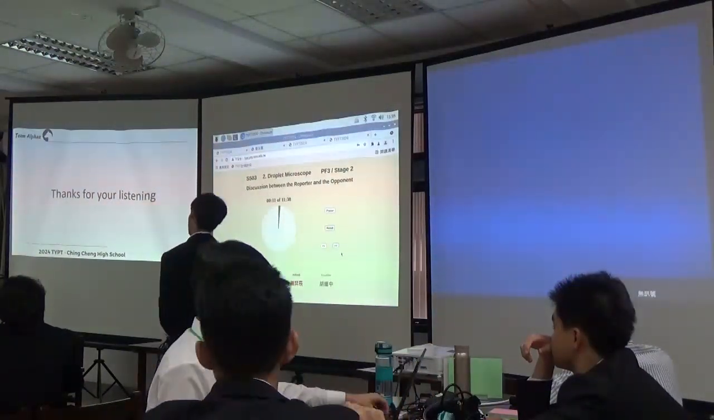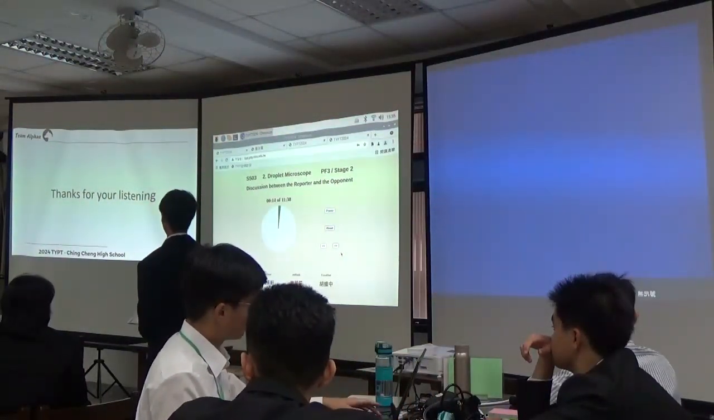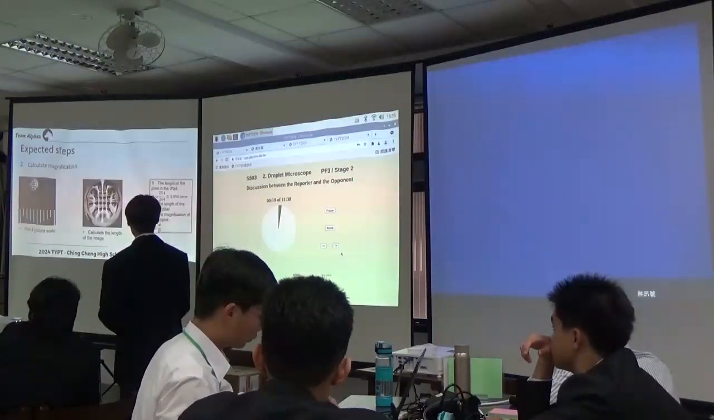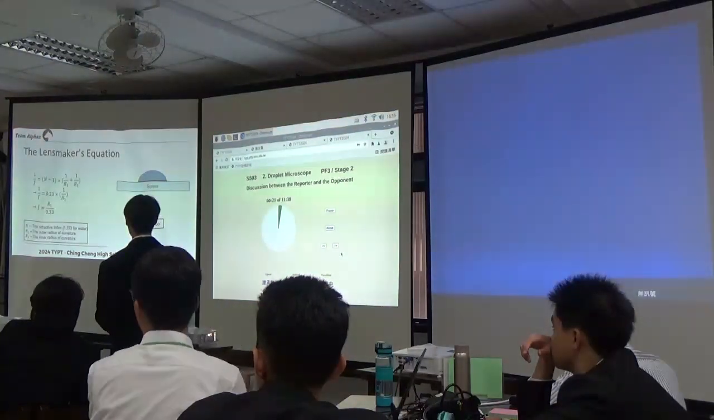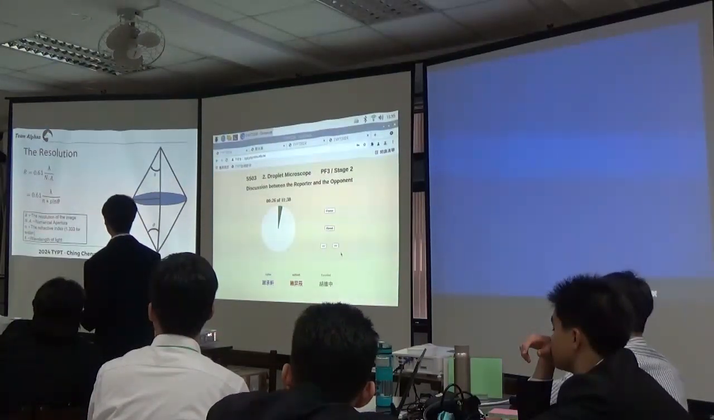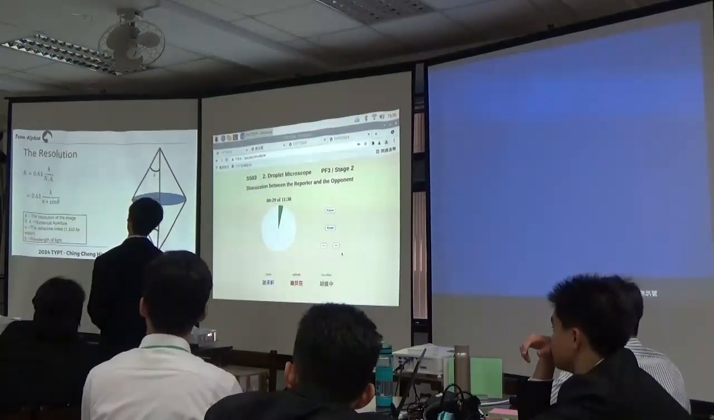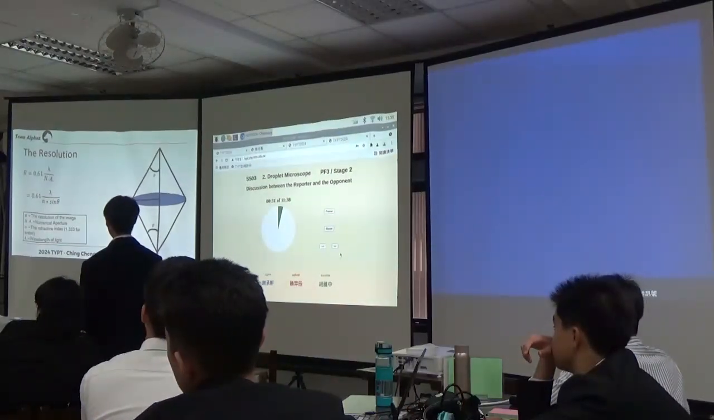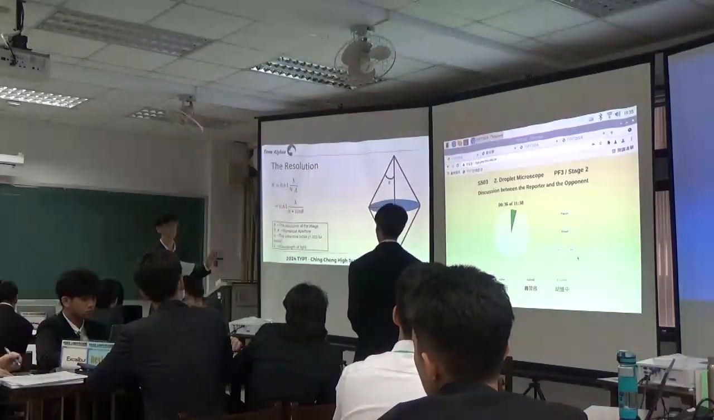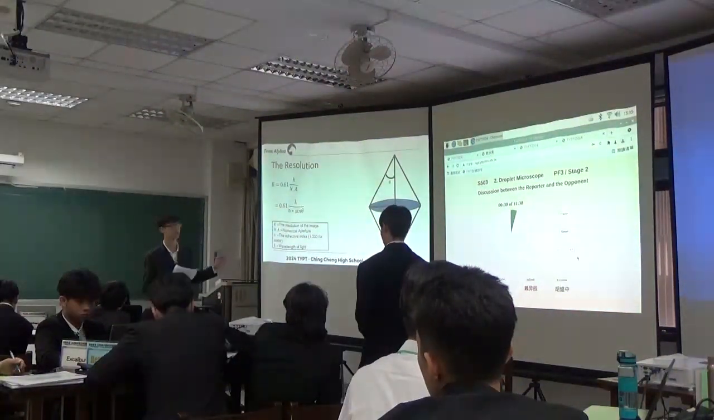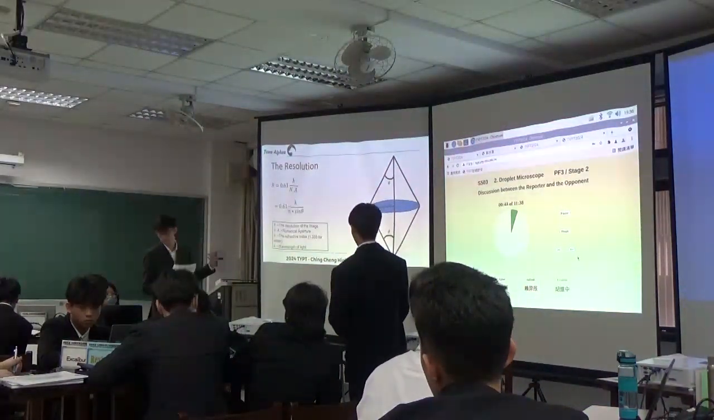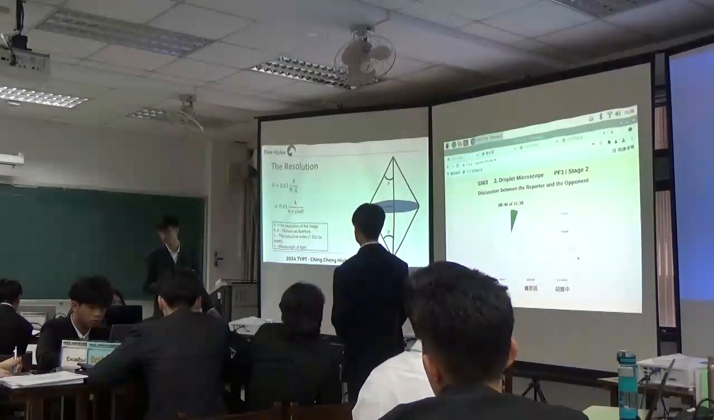Okay, so let's talk about the resolution first. Please turn to the page where you define resolution. The first question is, what does the 0.61 represent? It's a constant. A constant of what? To represent resolution.